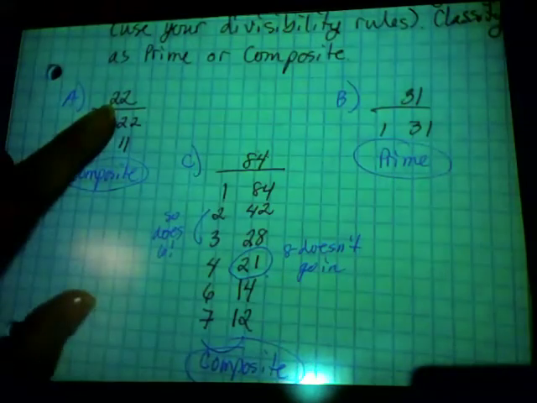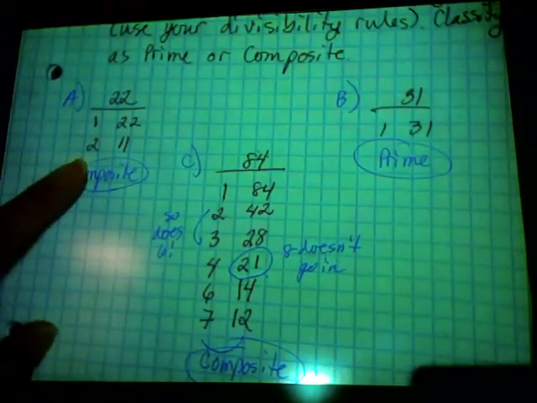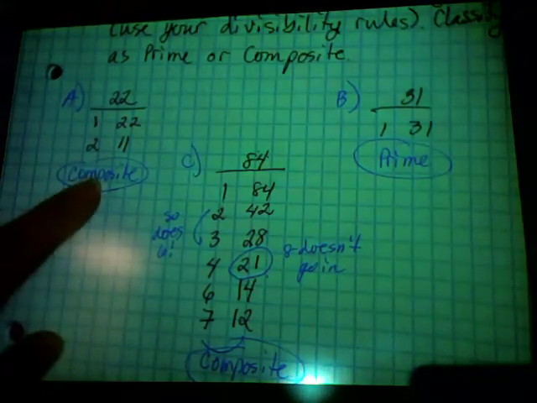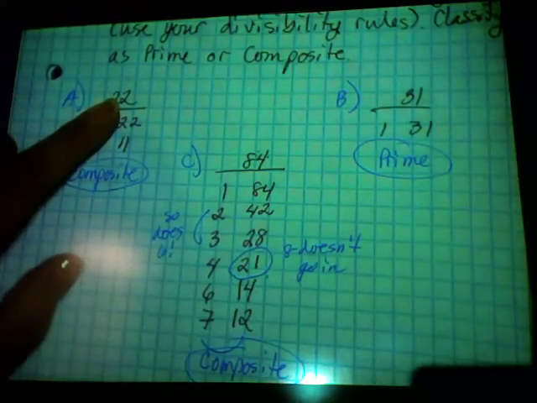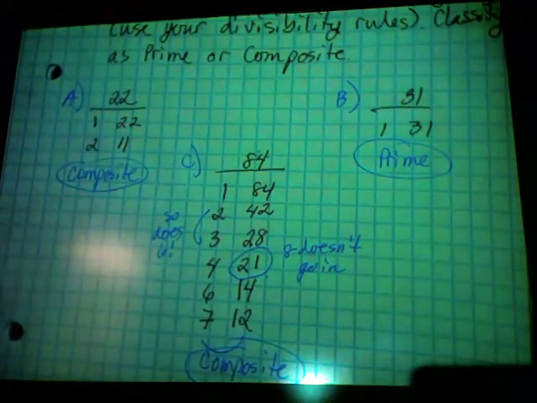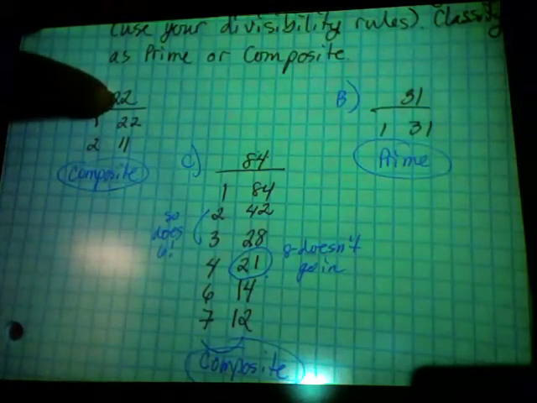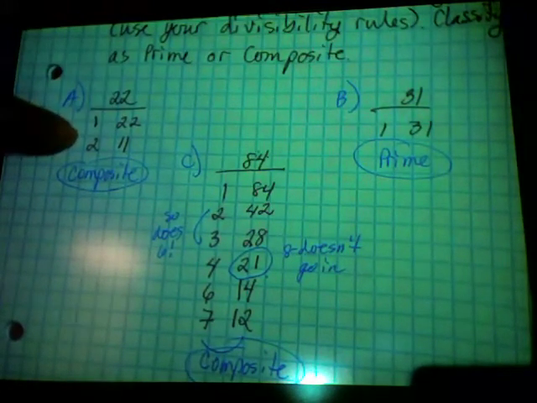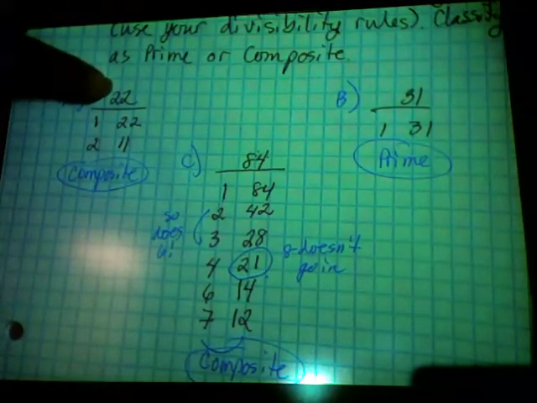22: 1 and 22, and then 2 goes in there, but once you test 3 through 10, they don't go in there. 3 doesn't go in there because 2 plus 2 is 4. 4 doesn't go in there because 4 doesn't divide into 22. 5 doesn't go in there, it doesn't end in 0 or 5. 6 doesn't go in there because 3 didn't. 7 doesn't go in there because it doesn't divide into 22.